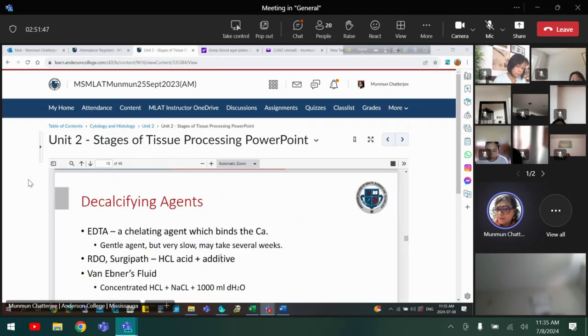We have other decalcifying agents, not the acids only. We have the EDTA. You guys know EDTA, a chelating agent we used. Why do we use that EDTA as an anticoagulant?